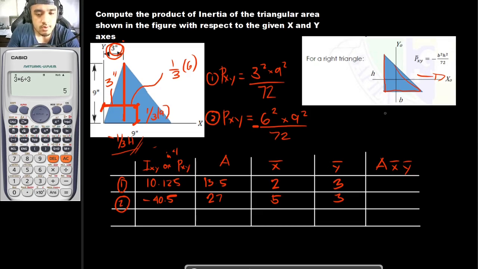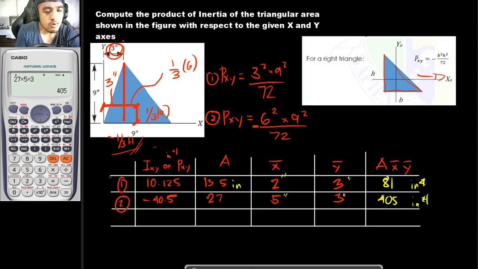The next thing that we should do now is multiply these values right here. So 13.5 times 2 times 3 is equal to 81. And as for the second row, that is 27 times 5 times 3, which is equal to 405. So this is to be in square inches, inch, inch, inch, inch. By the way, this isn't square inches. This is to be inches raised to 4th.